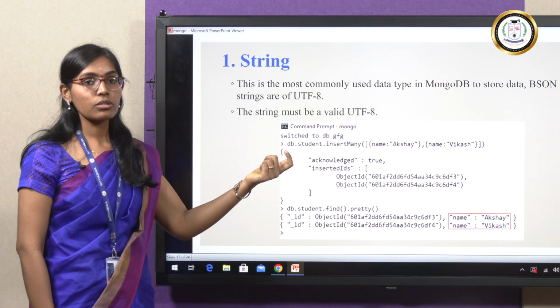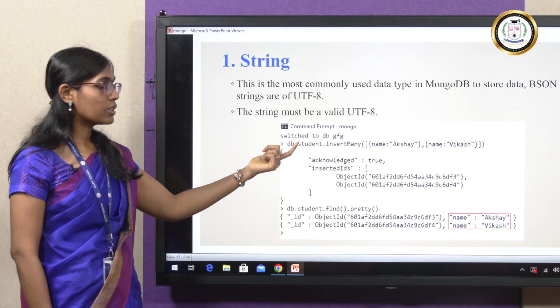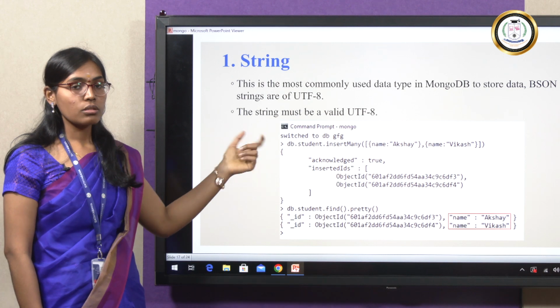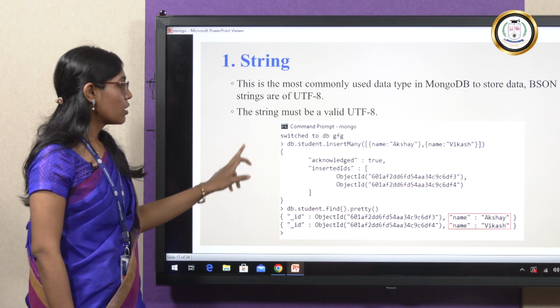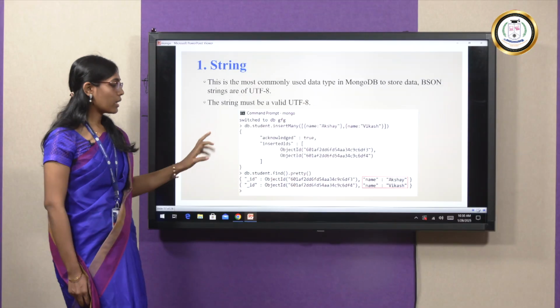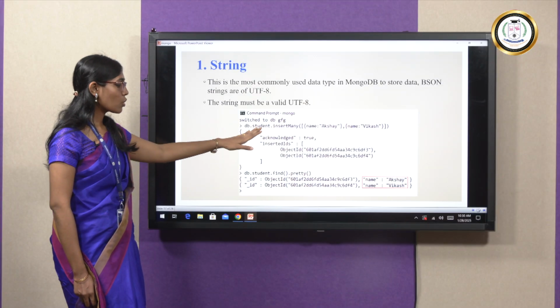So anything which is going to be enclosed within the characters, we call it a string. So all your strings will be represented within the quotes. So that is what this string is about. This string should be a valid UTF-8 format. Only then MongoDB will accept it. So this is for creating.